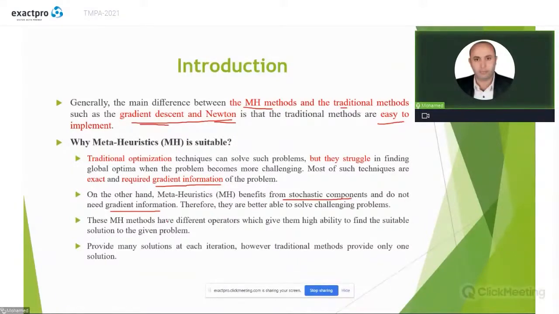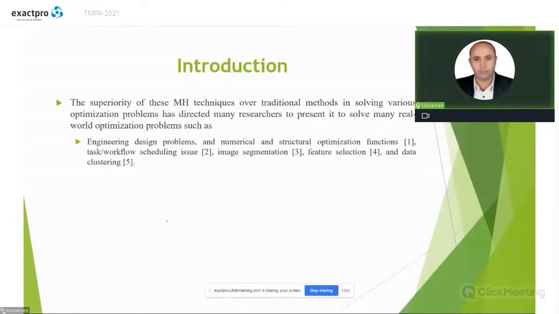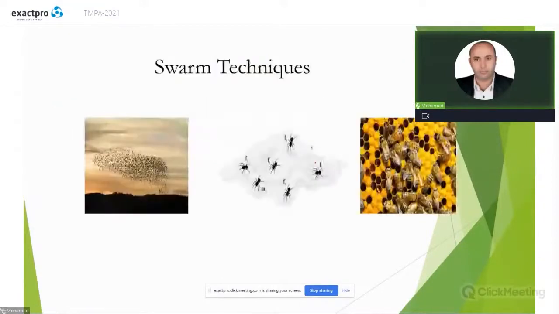According to this behavior, meta-heuristics have been applied to different applications, including engineering design problems, numerical or structural optimization functions, image segmentation, feature selection, and others. We could start with global optimization and the other applications, but before this, we focus on one of the families, called swarm techniques.